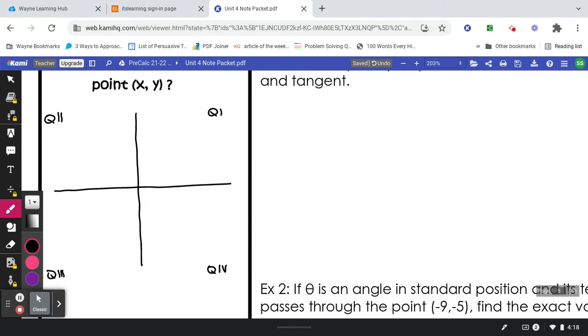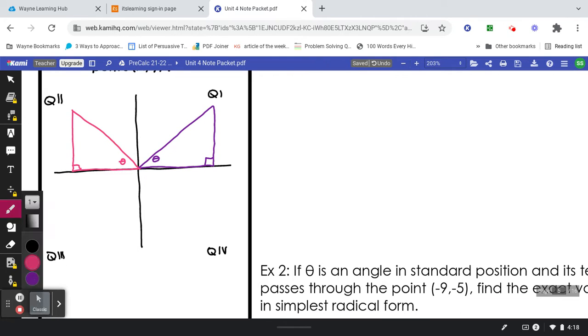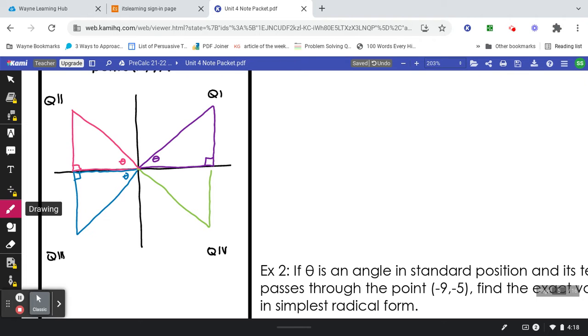All right, so within each quadrant you have a triangle. Quadrant 1 triangle looks like this. Your theta, your angle is in the center, and of course you have your right angle on the corner. For quadrant 2, it looks like this. Again, right angle, and then your theta. Quadrant 3 looks like that. And then quadrant 4 triangle, just like that.